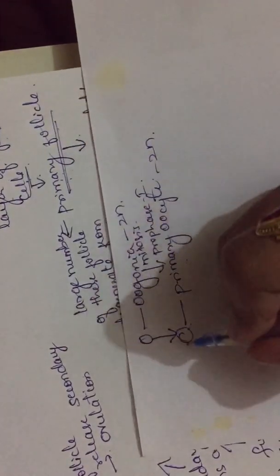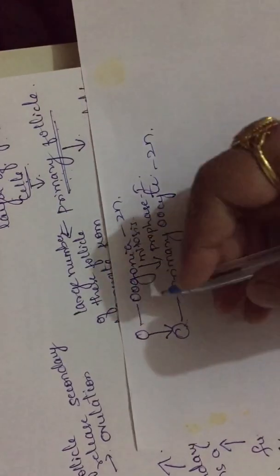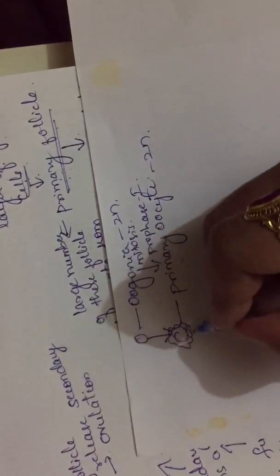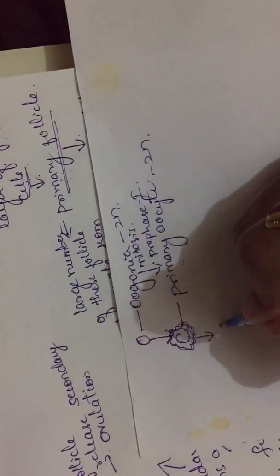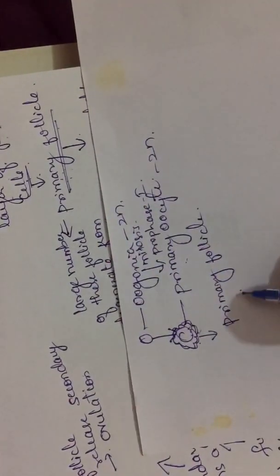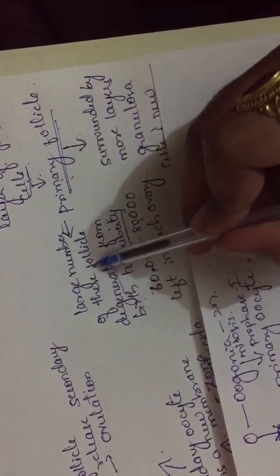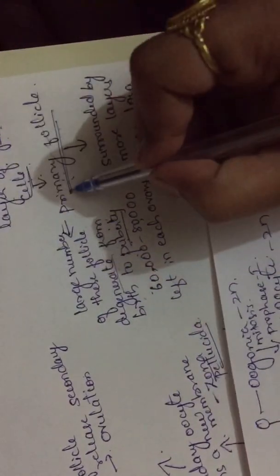Now this primary oocyte is getting surrounded by a layer of granulosa cells. When it has a layer of granulosa cells, we call it a primary follicle. Now there are a large number of these primary follicles, which degenerate from birth to puberty.